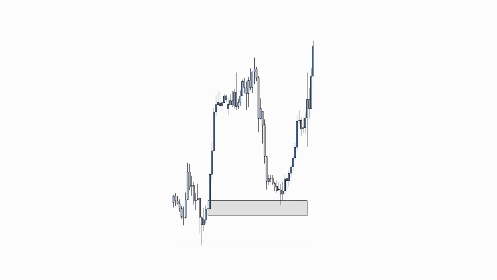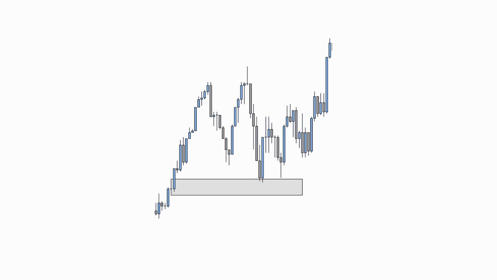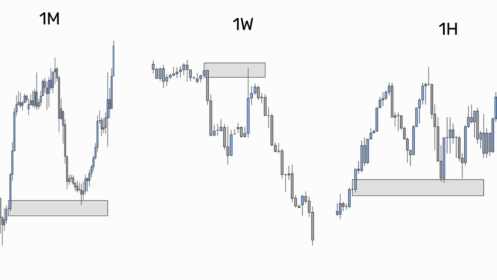I bet you couldn't guess what time frame these 3 different examples are from. Now, obviously they all look very similar. The market follows price action regardless. These are the monthly, the 1 week, and the 1 hour. No, I'm just kidding. It's the hourly, the 4 hour, and the 1 minute time frame.